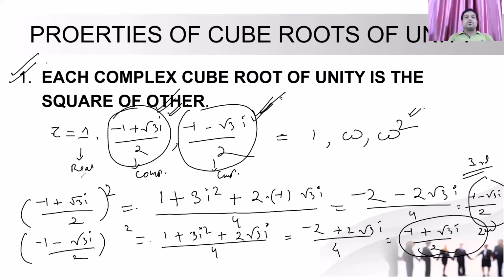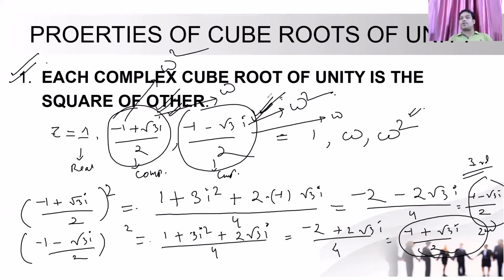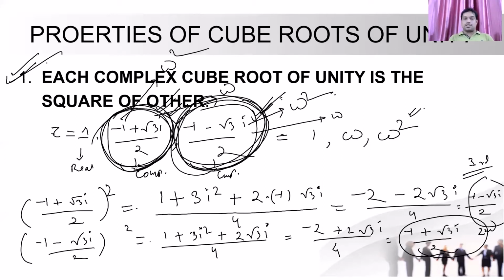Third cube root. So the second complex cube root's square will be the third complex cube root, and the third complex cube root's square will be the second value. So if I take this as omega, this must be omega square. No problem, you can take this one as omega, but in general we take the second one as omega and the third one as omega square. So remember here that the second value square must be the third value and the third value square must be the second value. It happens only in the case of complex cube roots.